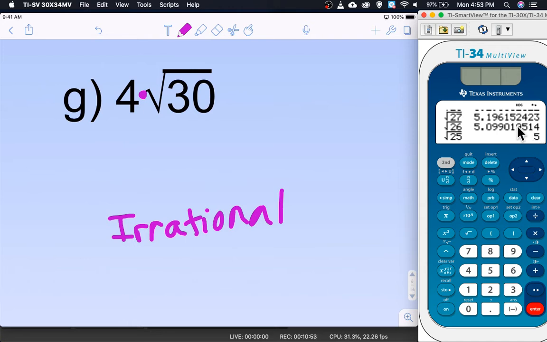All of those other digits on our calculator, these were all irrational numbers. And I know that because if you take the square root of a number and you don't get a nice, perfect answer, it's going to be irrational 100% of the time. So I know that square root of 30 is irrational. And if I times it by 4, it's going to be 4 times bigger, but it's still irrational.